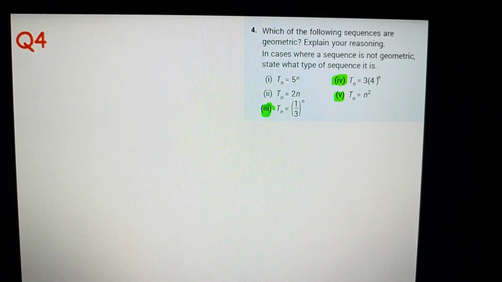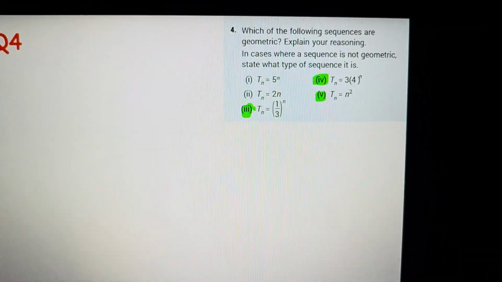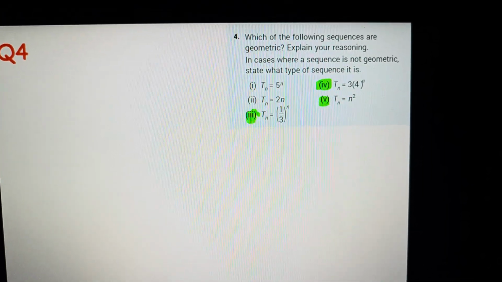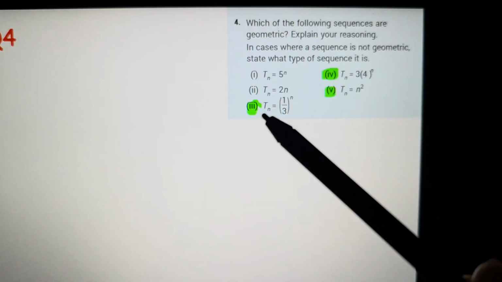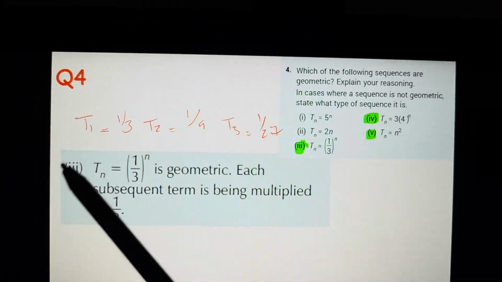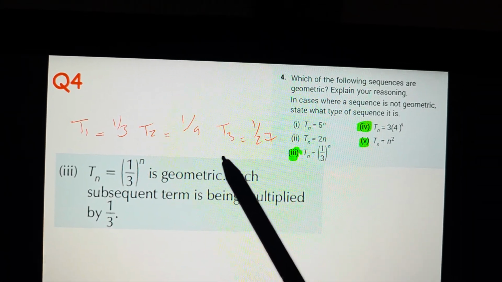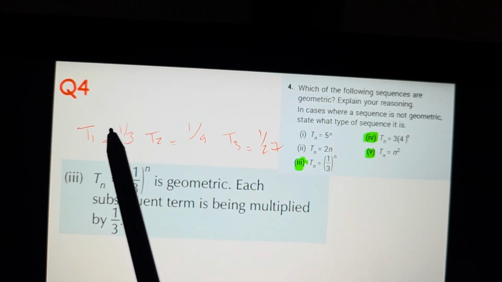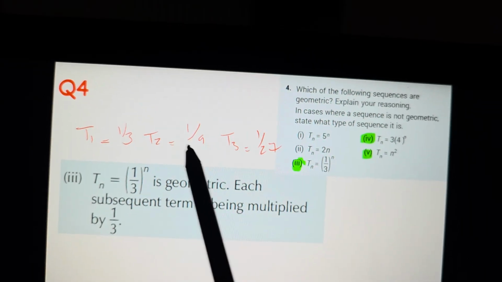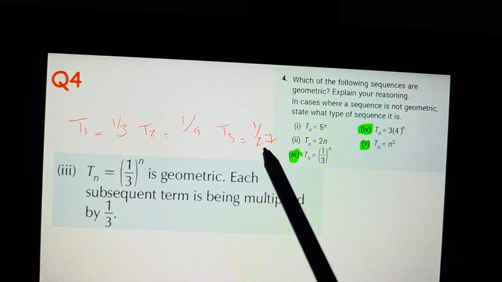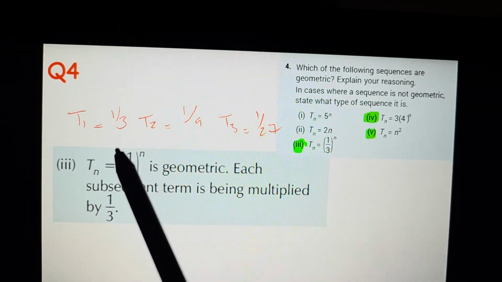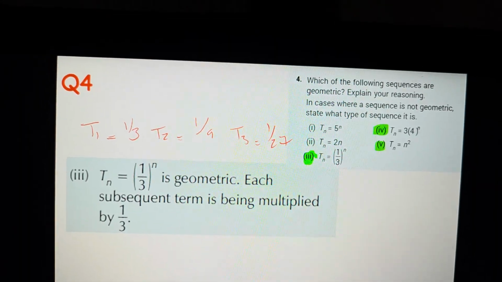Question 4. Which of the following sequences are geometric? If they're geometric, well then one term divided by its previous term would give you a common ratio. Okay? So part 3, T of n was 1/3 to the power of n. So you could get the first 2 to 3 terms, and then you can just say term 2 divided by term 1 should give you the same answer as term 3 divided by term 2. So 1/9 divided by 1/3 will give you a third. 1/27 divided by 1/9 will give you a third. So you're getting a common ratio.